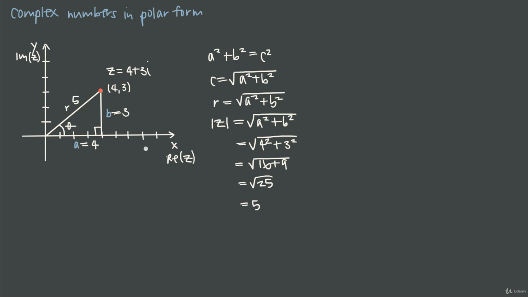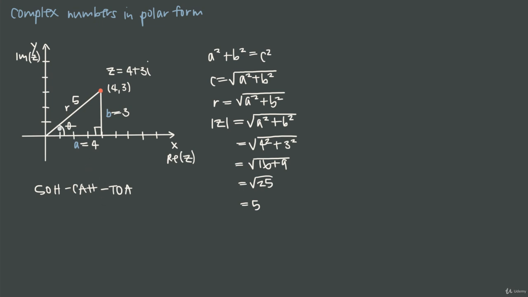Now that we have a value for r, all we need is the angle theta. And the angle theta is going to come from what we know about trigonometry. If we remember the rule SOHCAHTOA, which tells us that sine is equal to opposite over hypotenuse, cosine is equal to adjacent over hypotenuse, and tangent is equal to opposite over adjacent, we can find a value for theta.